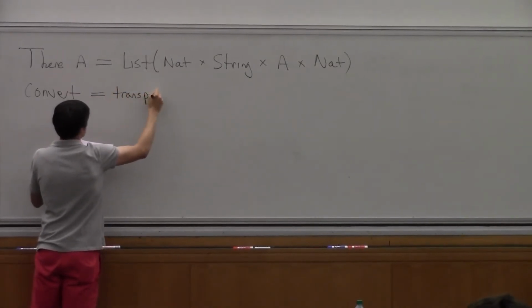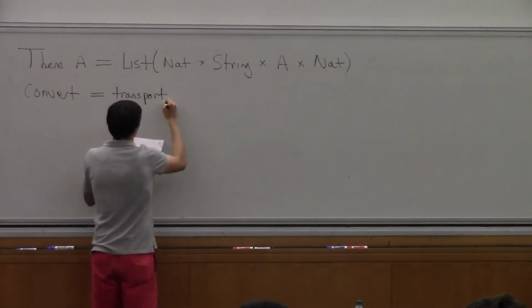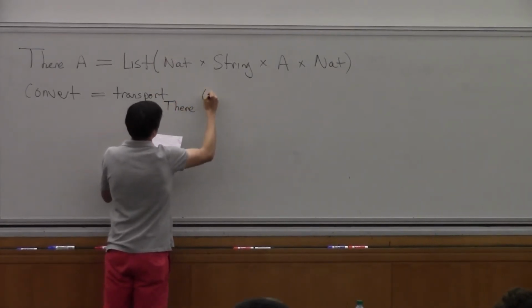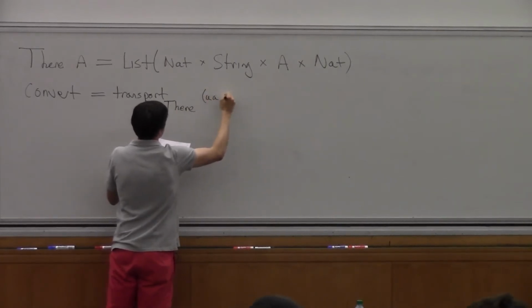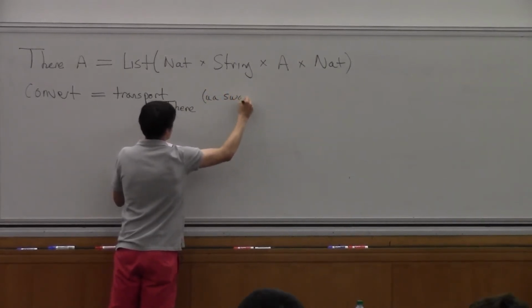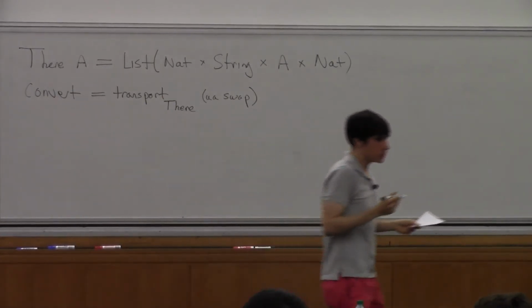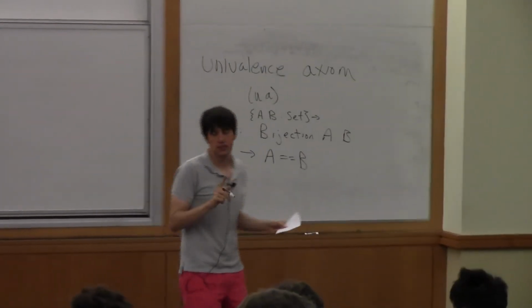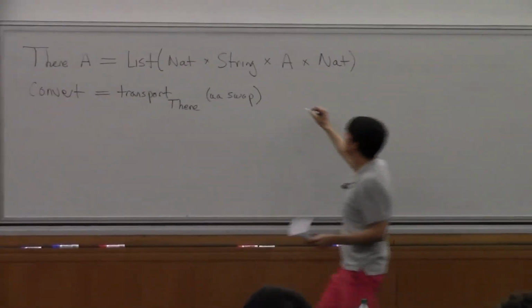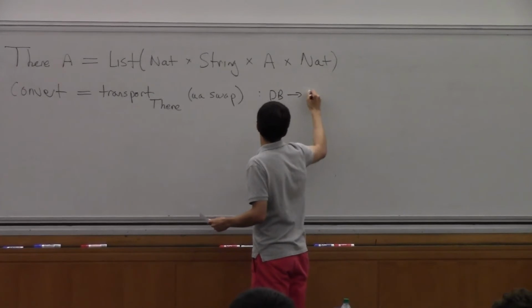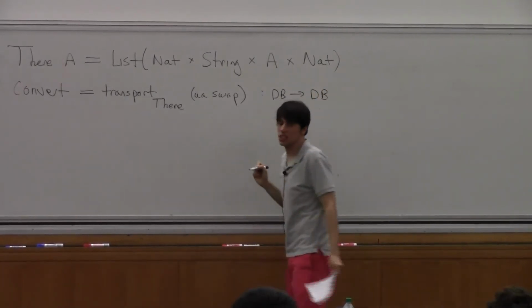transport at there of univalence axiom applied to swap, full stop. Okay? So why does this have type database arrow database? Let's type check this.